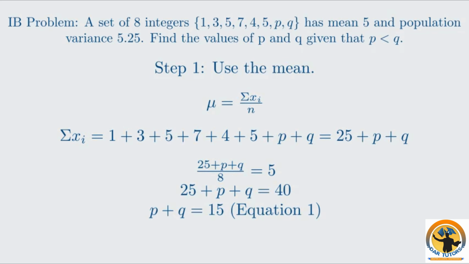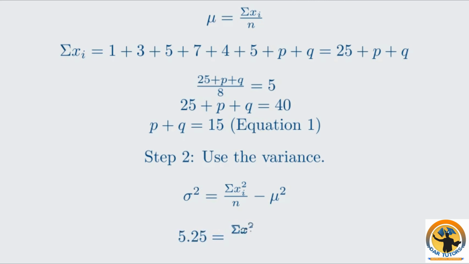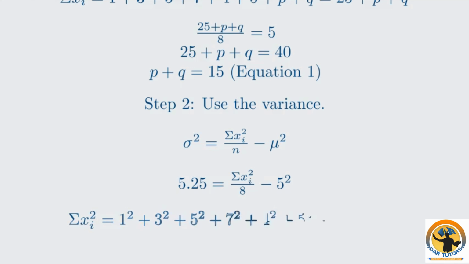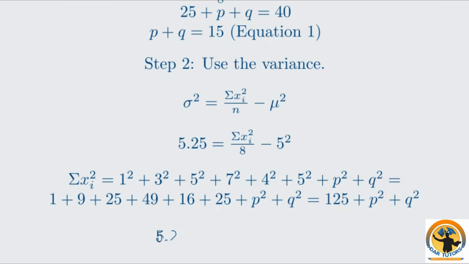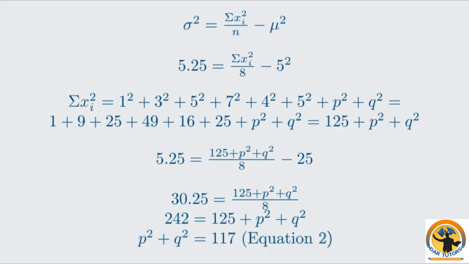Now for the variance. The variance, 5.25, equals the sum of x squared over 8 minus 5 squared. The sum of the squares of the known values is 101. So the equation becomes 5.25 equals 101 plus p squared plus q squared over 8 minus 25. Solving this, we find that p squared plus q squared equals 117. Our system of equations is p plus q equals 15 and p squared plus q squared equals 117.